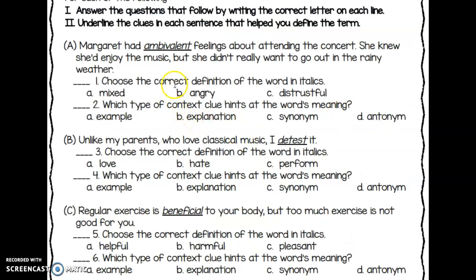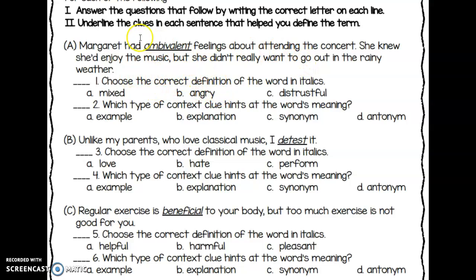So, when we're trying to figure out the correct definition for this word, we want to plug in our answer choices to try and figure out which one makes the most sense. If it does not make sense, then it can't be our answer. So we have A, mixed. Margaret had mixed feelings about attending the concert. We know that makes sense because on one hand she wanted to do it and on the other hand she didn't want to get wet.